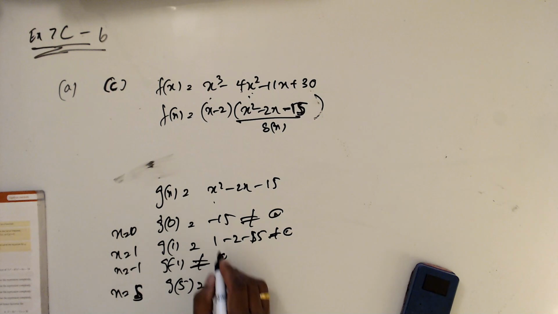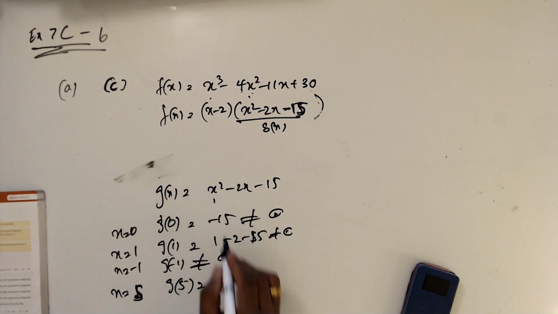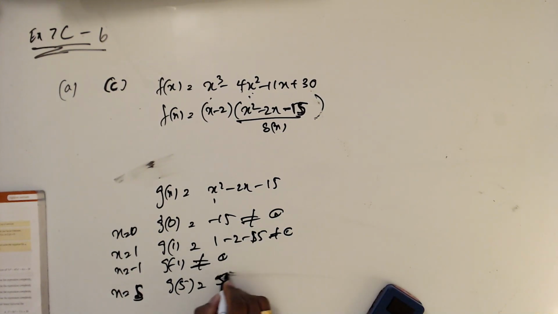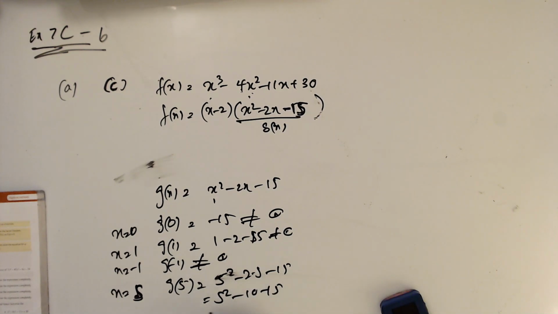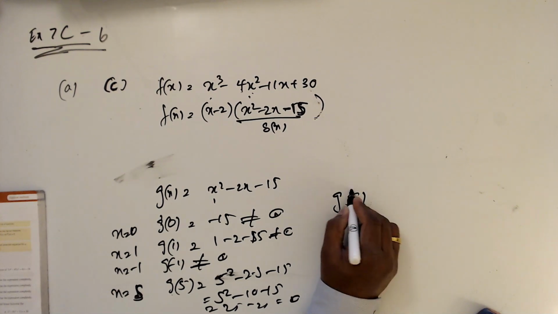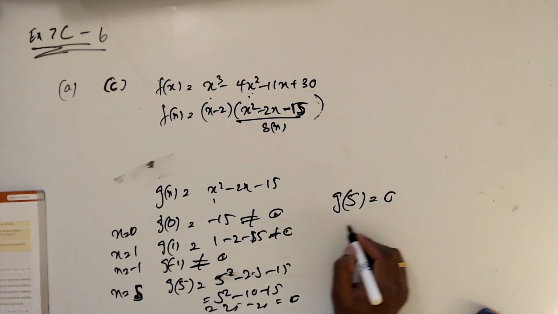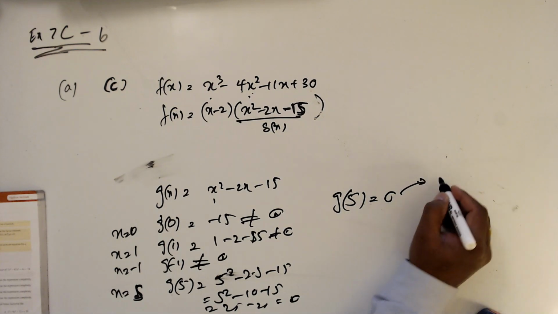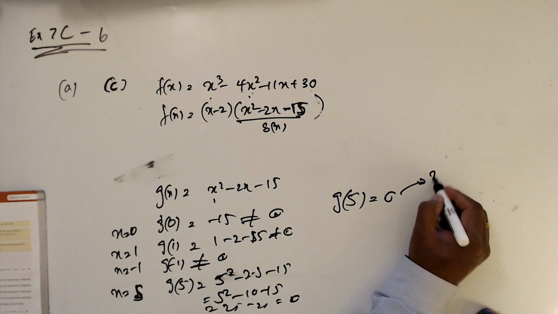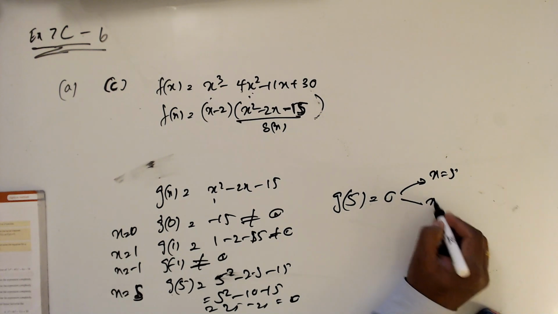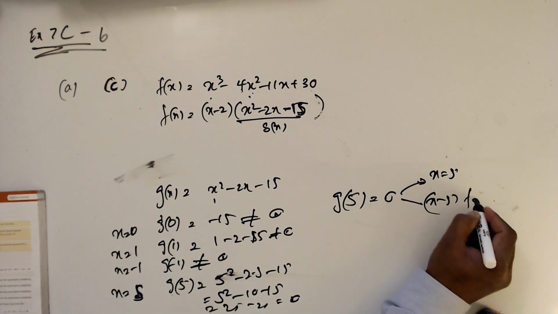G5 equal 5 square minus 2 times 5 minus 15. 5 square minus 10 minus 15, 25 minus 25, 0. Now g5 equals 0. Hence, what you can tell, x equal 5 is a root and x minus 5 is a factor.